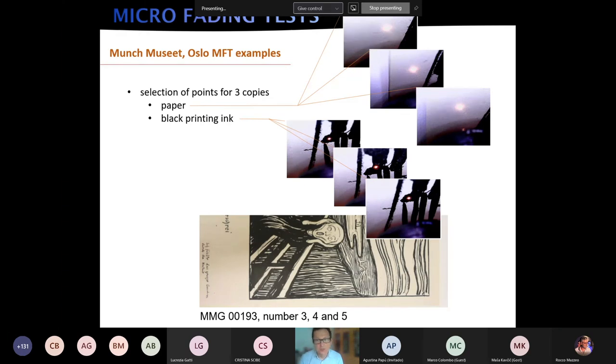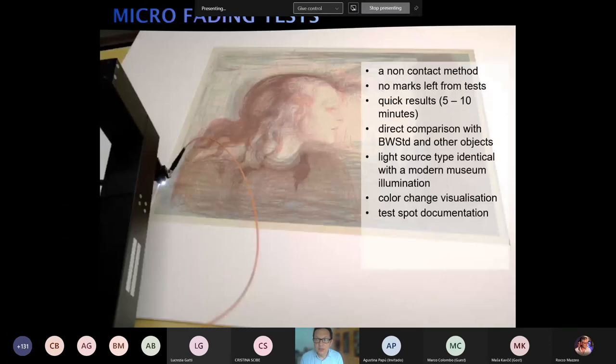Yes. Also, we tested different papers, because if we see a different fading characteristic for paper, we can judge that the paper has a different composition, which is also an important piece of information. So to sum up, microfading is non-contact. Well, there's just radiation interacting with the object. There are practically no visible marks on the objects. And within a few minutes, we can have some data which will allow us to compare the light fastness with the reference material and to see what kind of color changes the future could bring for the object.